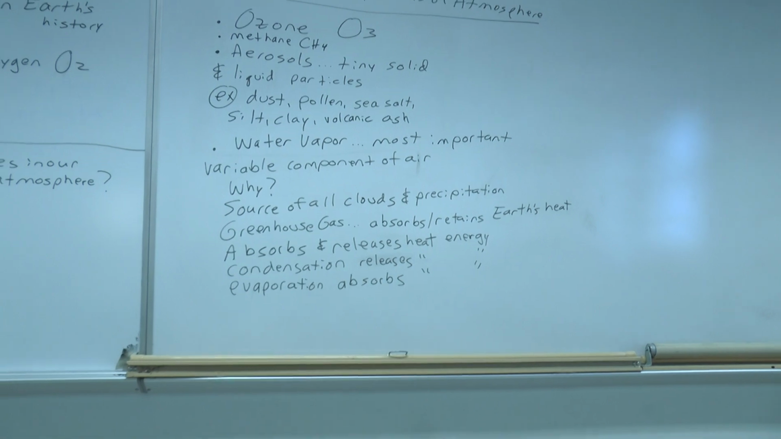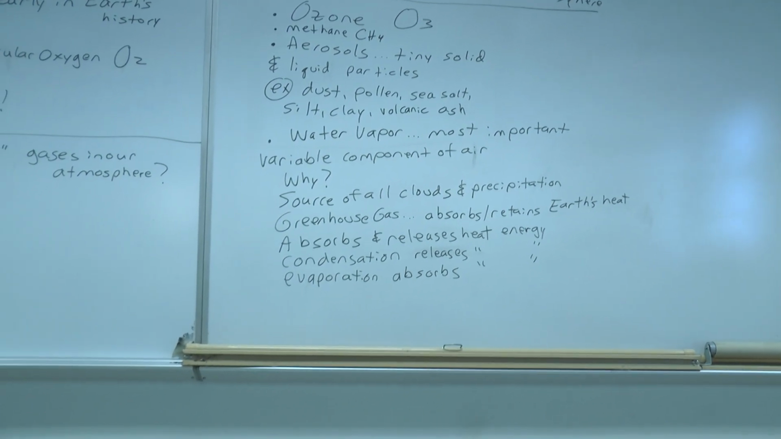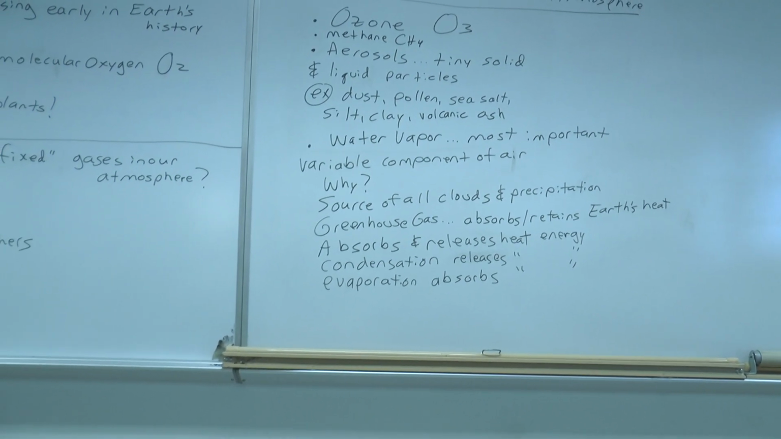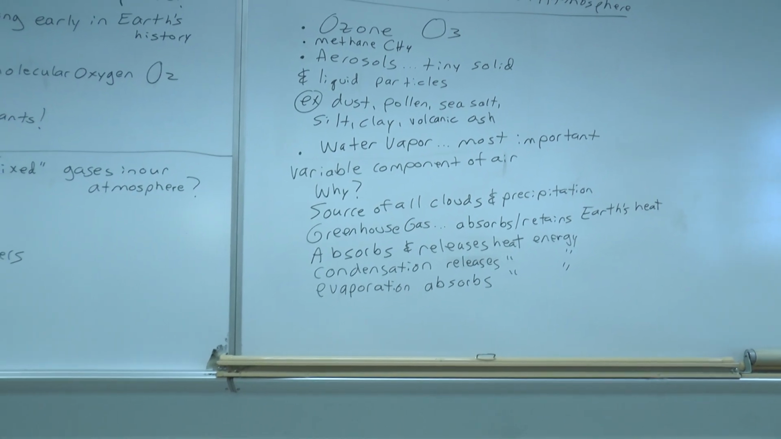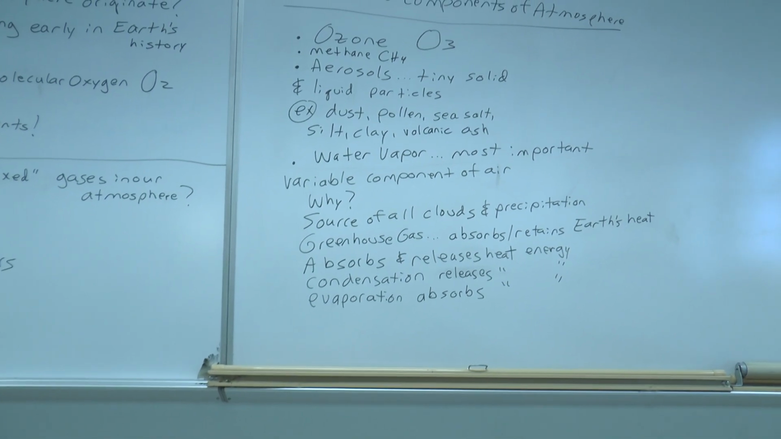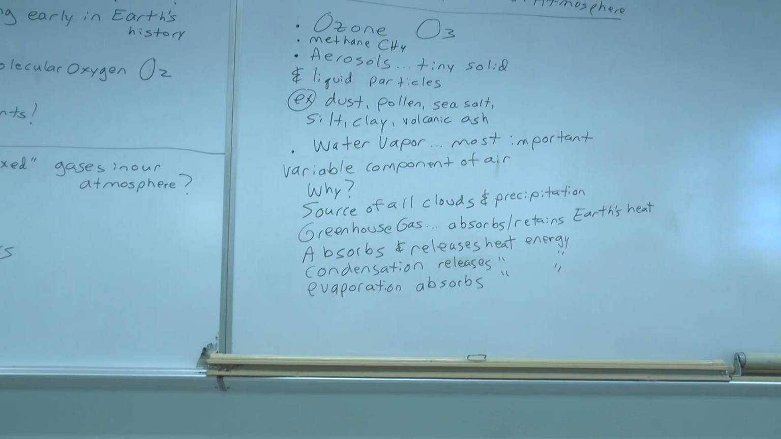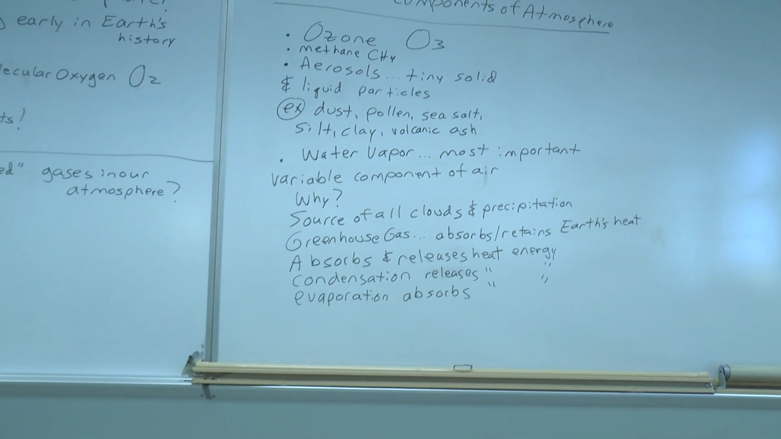Okay, so let's do evaporation first. Evaporation absorbs heat. This is why humans have evolved sweat glands. Why do we sweat? To cool down our core body temperature. So when we sweat, there's water on our skin, and what it takes to cool us is evaporation of that water into the atmosphere around us, and that has a cooling effect on our bodies. That's why we sweat.